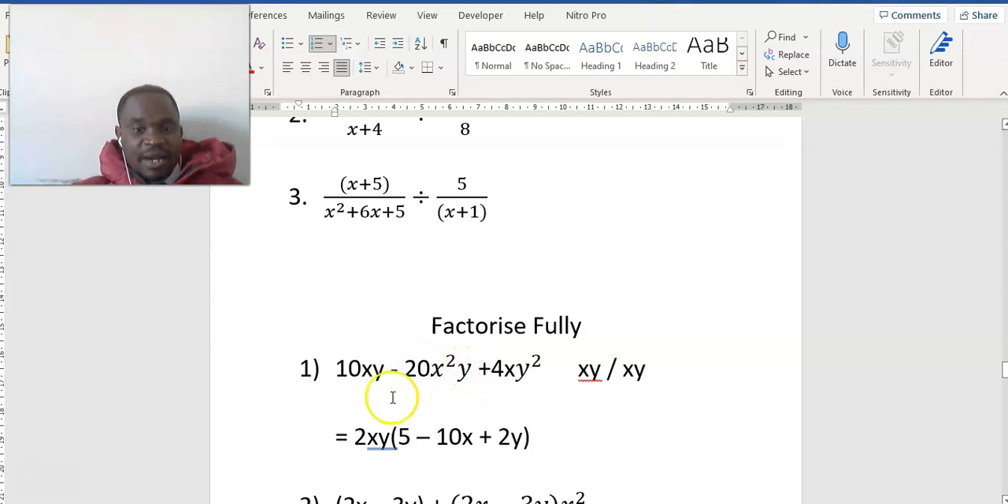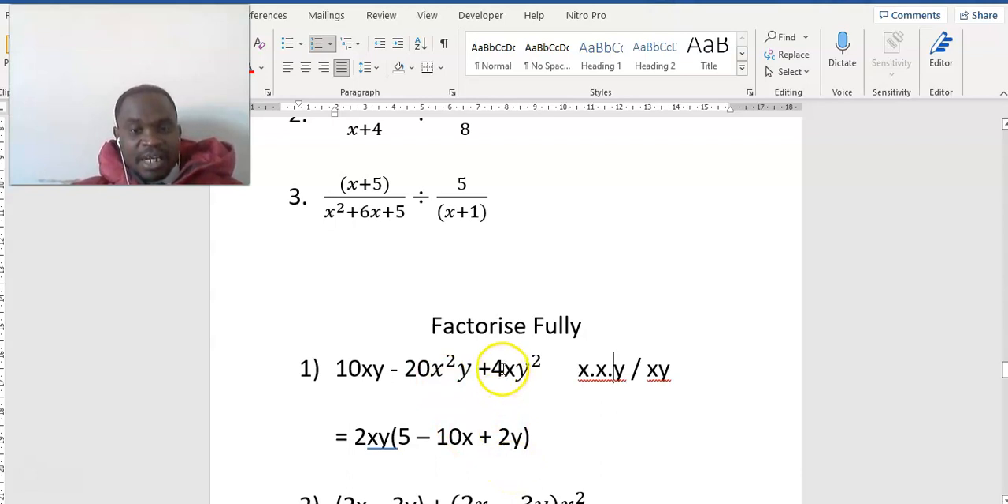So 20 divided by 2 is what? 10. Now we have x squared y, so this one is like x times x times y. So this x will cancel this x. It's going to remain what? x. Then this y will cancel this y, so it will remain with only x here. We are done with that one.